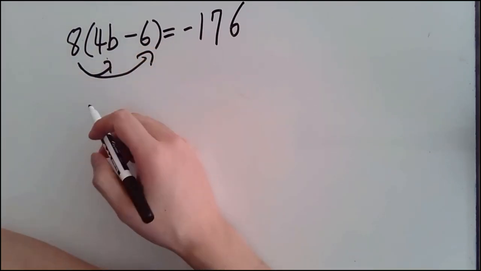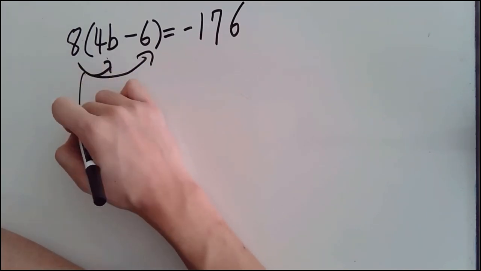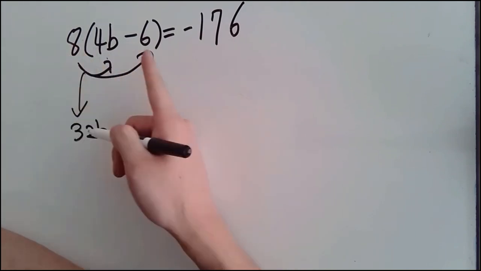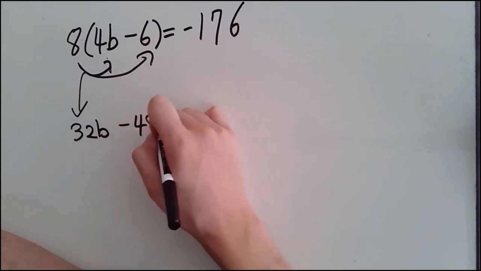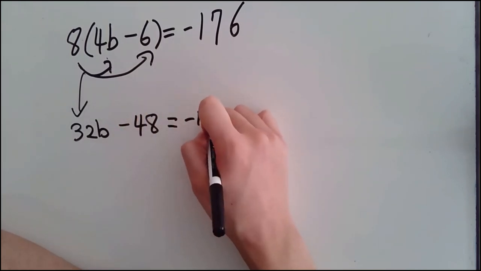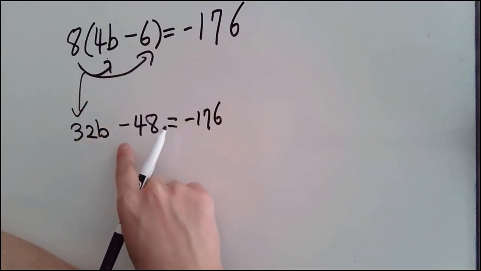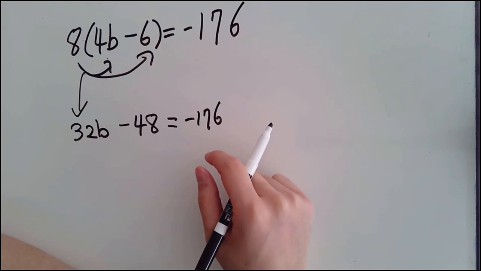If I multiply this 8 to 4b and to negative 6, 8 times 4b is going to become 32b. And 8 times minus 6 is going to be minus 48. Then my new equation is 32b minus 48 is equal to negative 176.